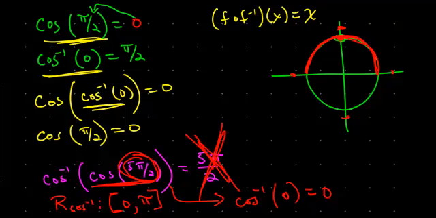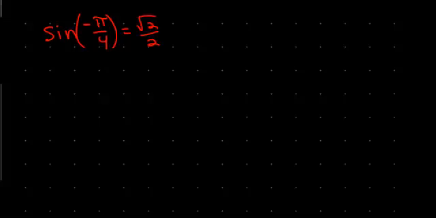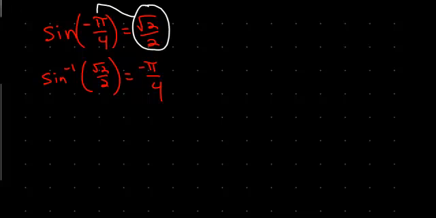Okay, let's do another one. Let's look at the sine. The sine of, I don't know, negative pi over 4 equals negative root 2 over 2. Okay, that means that the inverse sine of negative root 2 over 2 equals negative pi over 4, because the inverse function just takes the outputs and sends them back home.